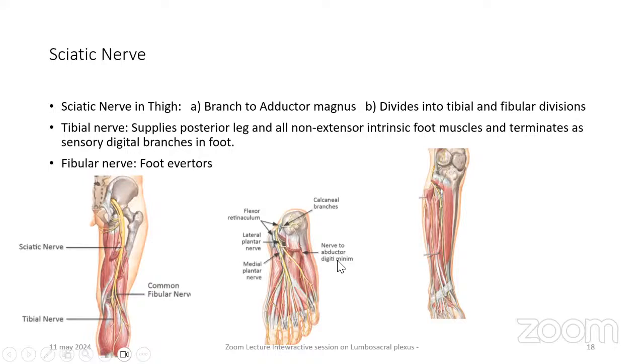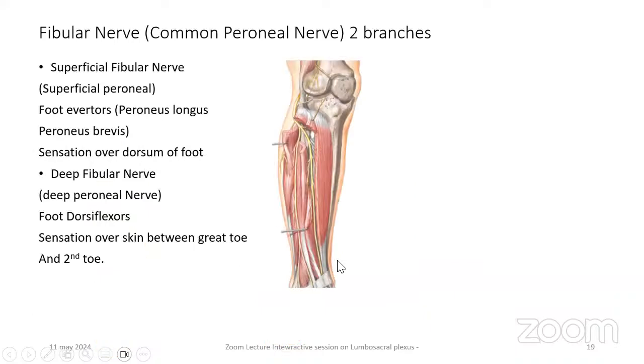And sometimes we may have to inject into these muscles also whenever they are involved in spasticity. So we should become knowledgeable about these muscles. The fibular nerve, the superficial fibular nerve, that is the superficial peroneal earlier, supplies the foot everters, that is peroneus longus and peroneus brevis, and also sensation over the dorsum of the foot. On the other hand, the deep fibular nerve supplies the foot dorsiflexors, usually L4, tibialis anterior, and sensation over the skin between the great toe and second toe.